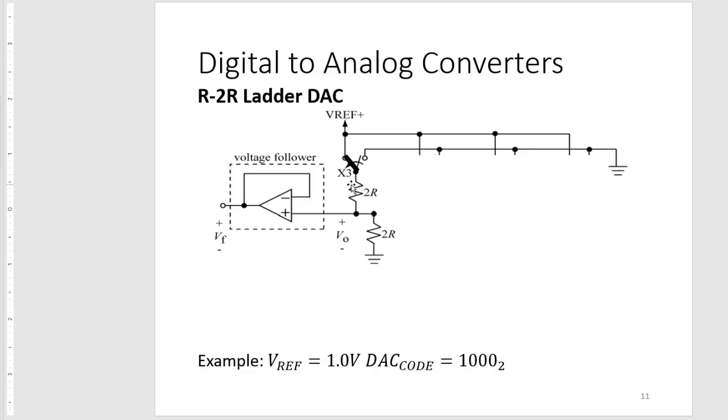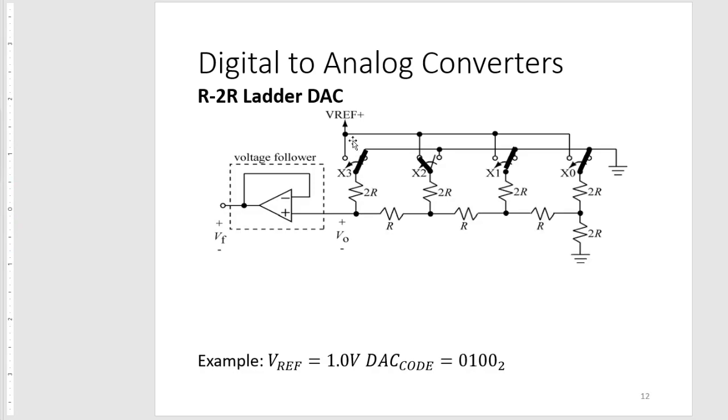Now, since we have two 2R resistors connected in series, our VREF here is connected to two 2R resistors. Since we don't expect current to flow here, we can easily use voltage division to get the value of Vout, which is half of our VREF. Now, for another example, let's say the DAC code is 010. So instead of X3 being connected to VREF, we say X2 is connected to VREF.